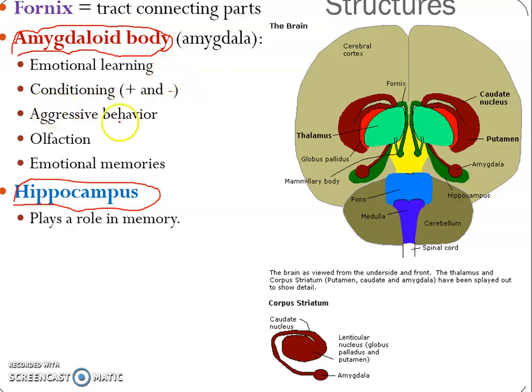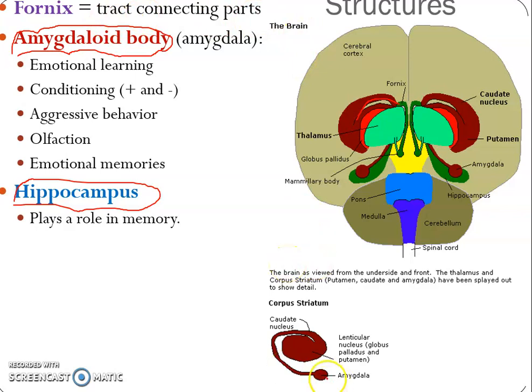Conditioning. Aggressive behavior. Olfaction. Smells you really, really like. So going home and smelling your mom's cooking when she was a very good cook, you have good memories there. And other emotional memories. Now the hippocampus, it looked like a seahorse. That plays a role in memory as well. So this plays a role with long-term memories. And they're actually connected by this white matter tract called the fornix. The fornix actually goes above the thalamus and connects parts of it. And it's just a white matter tract. It's on our brain models.